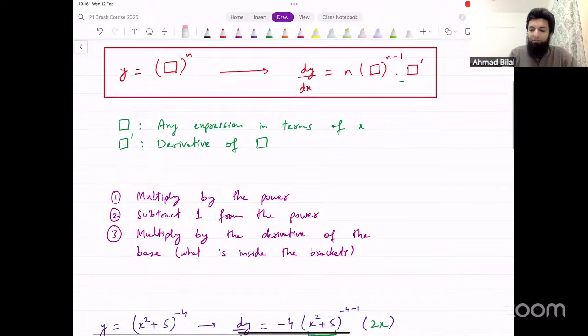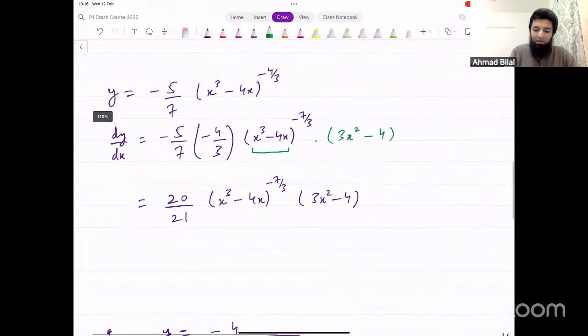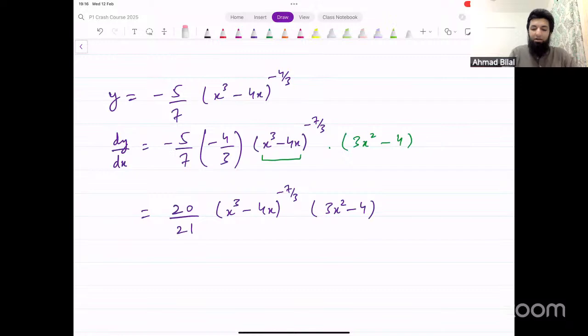For instance, if you have an expression like this, how do you differentiate it? The constant that's multiplying outside remains as it is. And then you multiply by the power, minus 4/3. That's what is multiplying here. You subtract 1 from the power, so minus 4/3 minus 1 gives you minus 7/3. And then you multiply by the derivative of the base. This is the base. You multiply by the derivative of that outside. X cubed becomes 3x squared, minus 4x, the derivative of that is minus 4. So you multiply by that derivative outside.